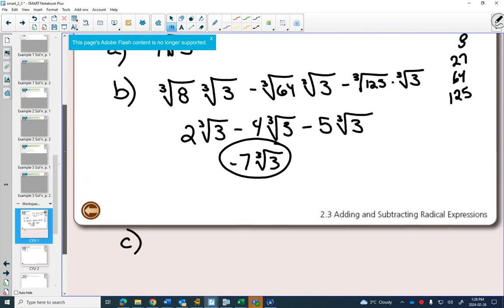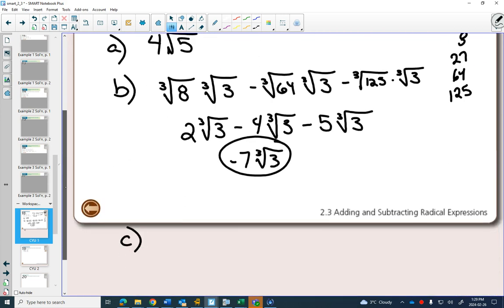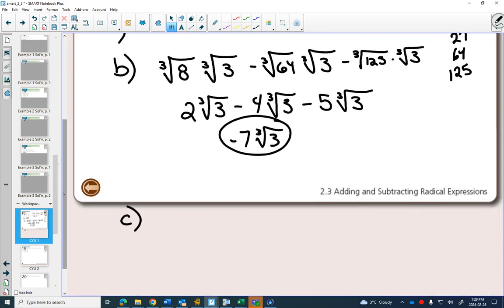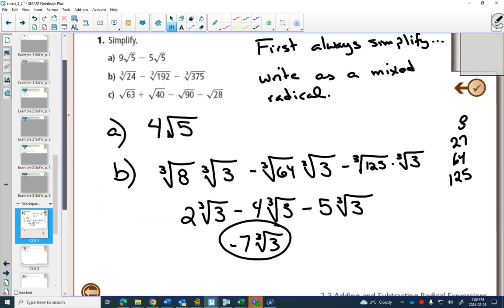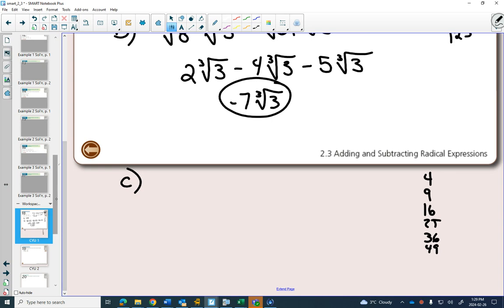And same thing in part C, we're dealing with square roots. So in my powers chart, I look back at my powers chart, 2 squared is 4, 3 squared is 9, 16, 25, 36, 49. How high do my numbers go here? Do I have to keep going? No, I probably don't have to keep going. So I start off with the square root of 63.